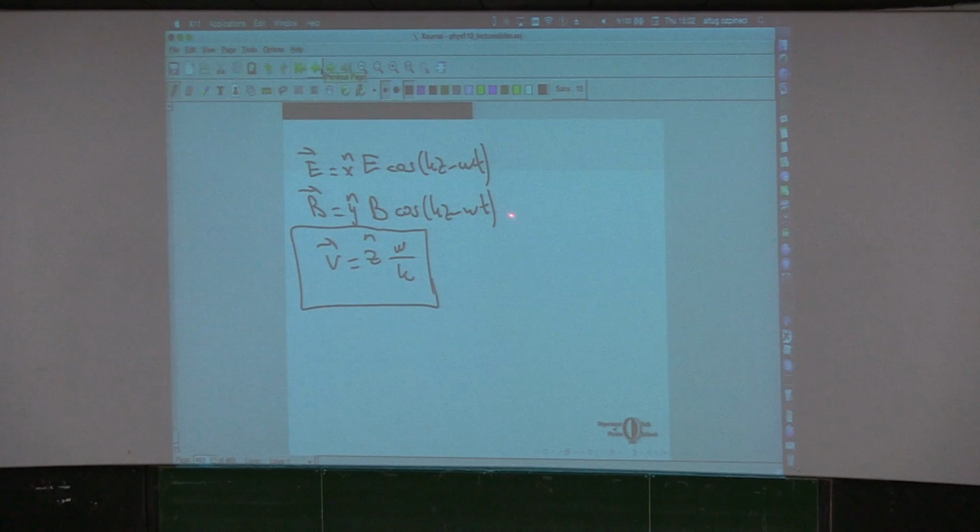At a given z, at a given time, what is the direction of the electric field line? In the z direction, its magnitude. Does it depend on x or y? It's just E. It's in the same direction at a given z at a given time.